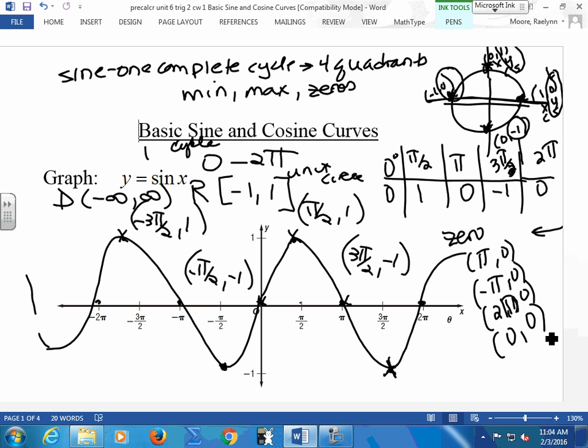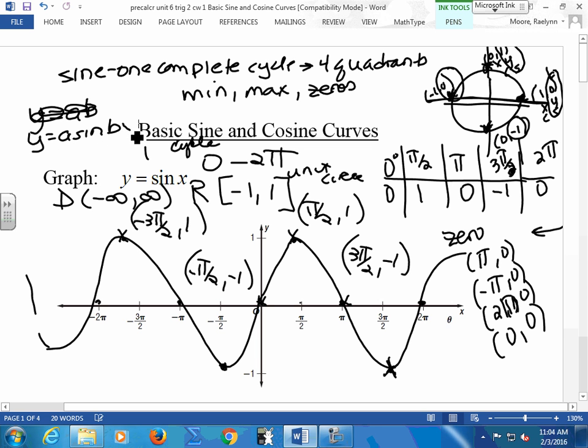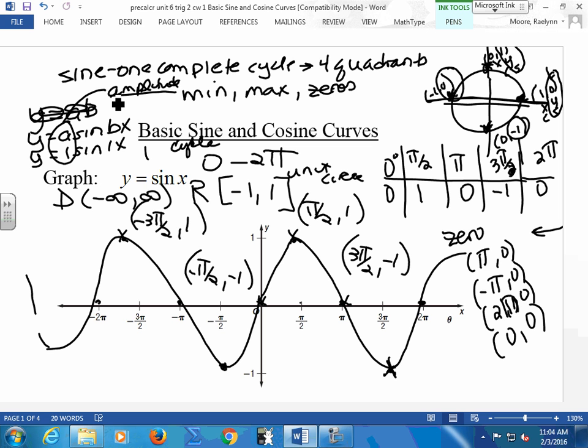Now, it fits this format. For now, we're not going to do a shift. We're just going to keep it very simple. It fits this format. So the A stands for my amplitude. Amplitude measures the crest of my wave, or the dip of my wave, from the resting point.